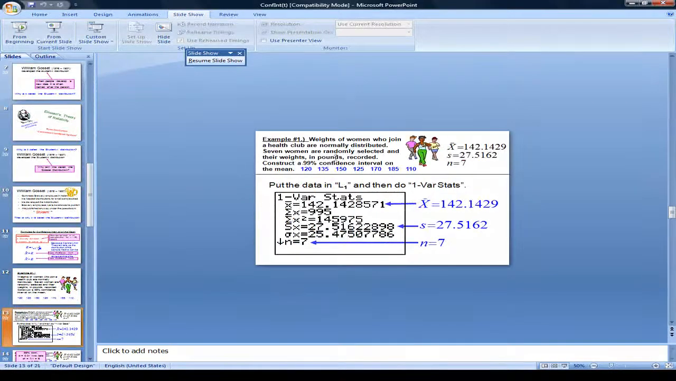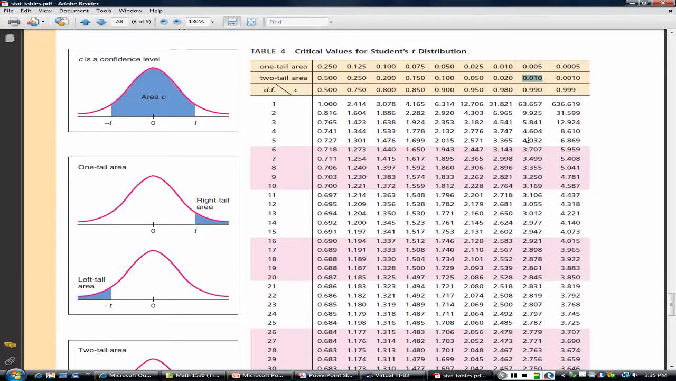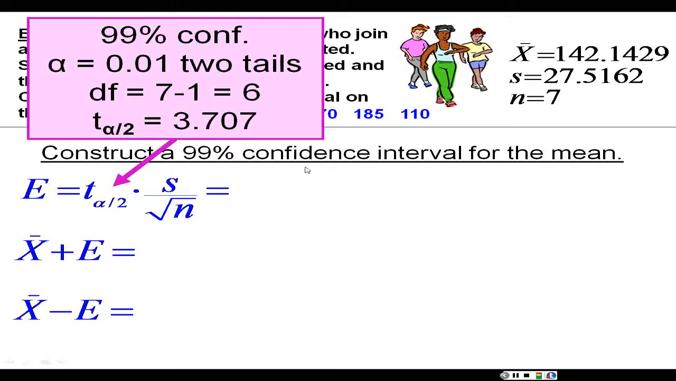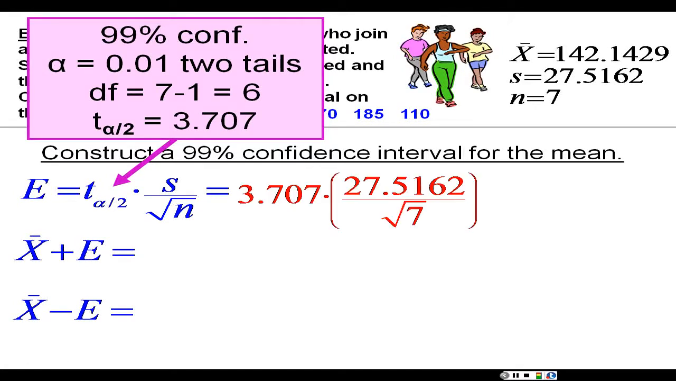So we have 99%, that's 0.01, okay? So we go over to 0.01 on 2 tails. Now our sample is 7, our degrees of freedom are 6. So you go 0.01 and then 6, and you get what? 3.707. Okay. So basically, your t value is 3.707. So we choose this number, 3.707.